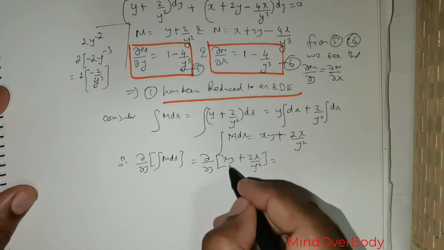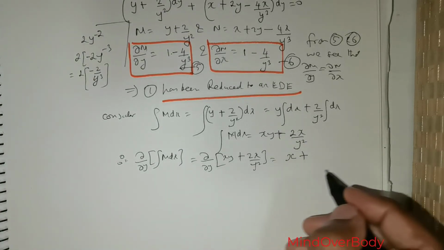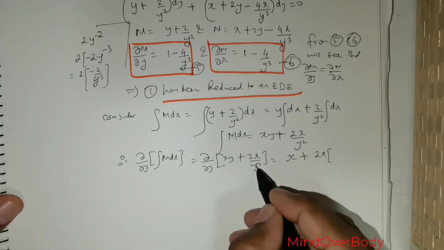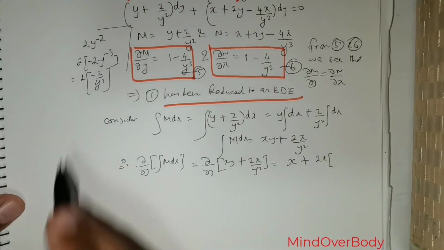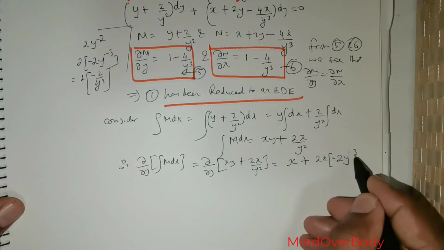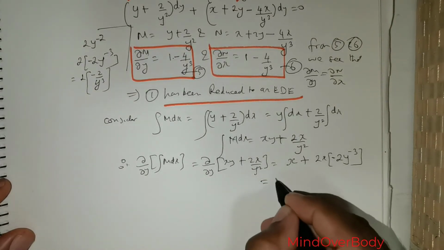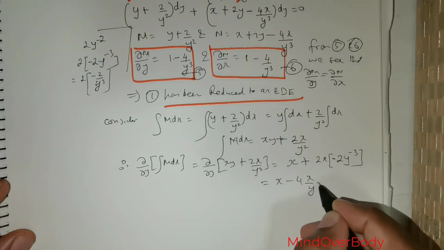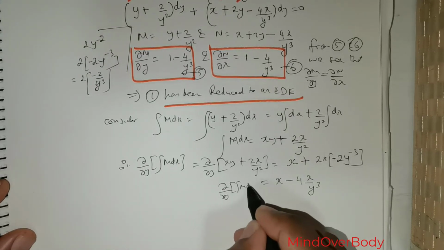This is differentiation with reference to y, that gives me x. This is differentiation with reference to y again. So as I mentioned to you, this is going to be y raised to the power of minus 2. If I differentiate this, I would be getting negative 2 times y raised to the power of negative 3. Okay, so I can rewrite that as x minus 4 times x divided by y cubed. So this is my ∂/∂y of the integral M dx value.